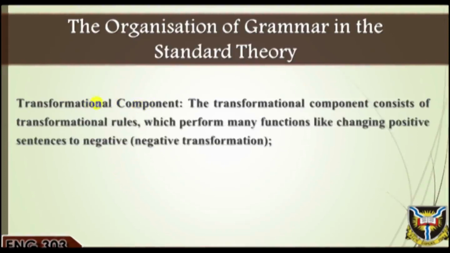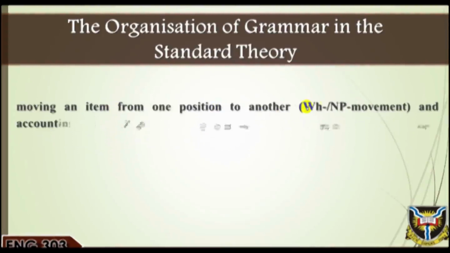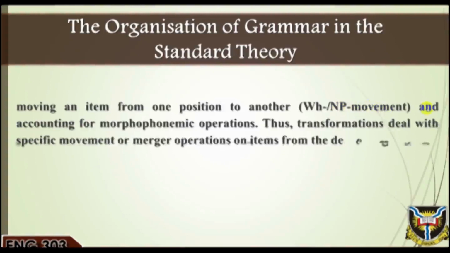Transformational components. The transformational components consist of transformational rules which perform many functions like changing positive sentences to negative, that is negative transformation, moving an item from one position to another, WH/NP-movement, and accounting for morphophonemic operations. Thus, transformations deal with specific movement or merger operations on items from the deep structure.